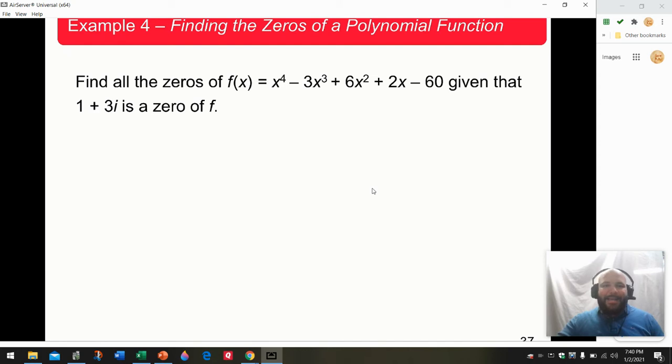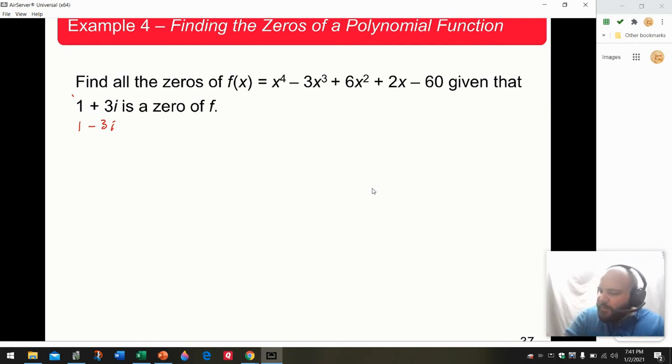But they did us a favor and they told us one of the zeros. That's really important. They told us that 1 plus 3i is a 0. Now, because we know that's a 0, we should be able to factor that out and then make this a smaller polynomial that we can continue to break down further. Now, because 1 plus 3i is a 0, that means 1 minus 3i is also a 0 because they always come in conjugate pairs. So what we want to do first is get rid of these imaginaries. We want to turn them into a real polynomial.